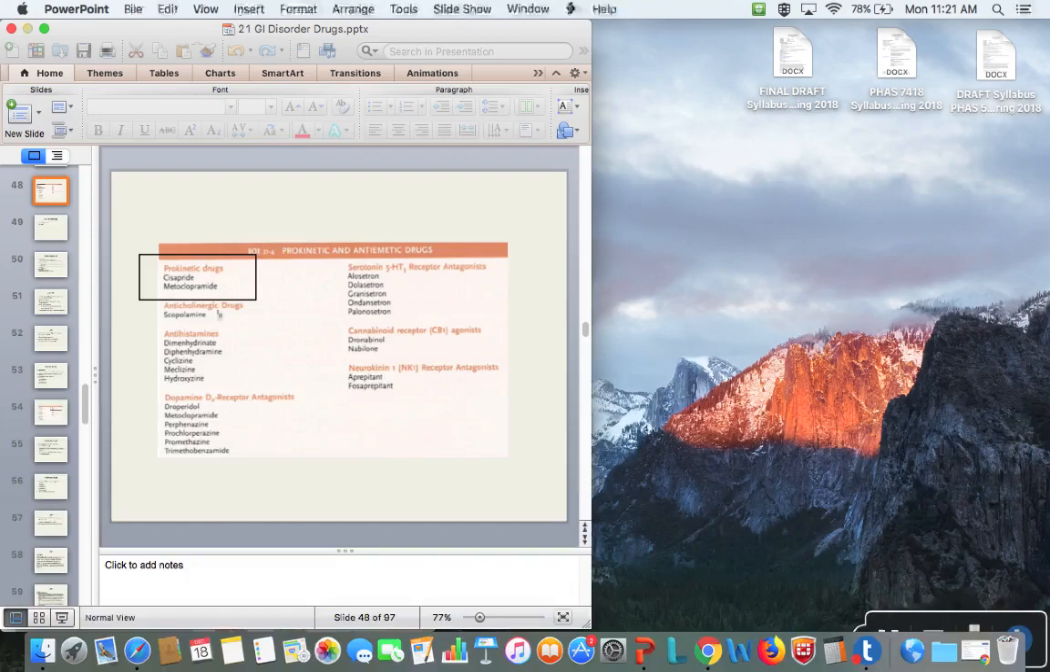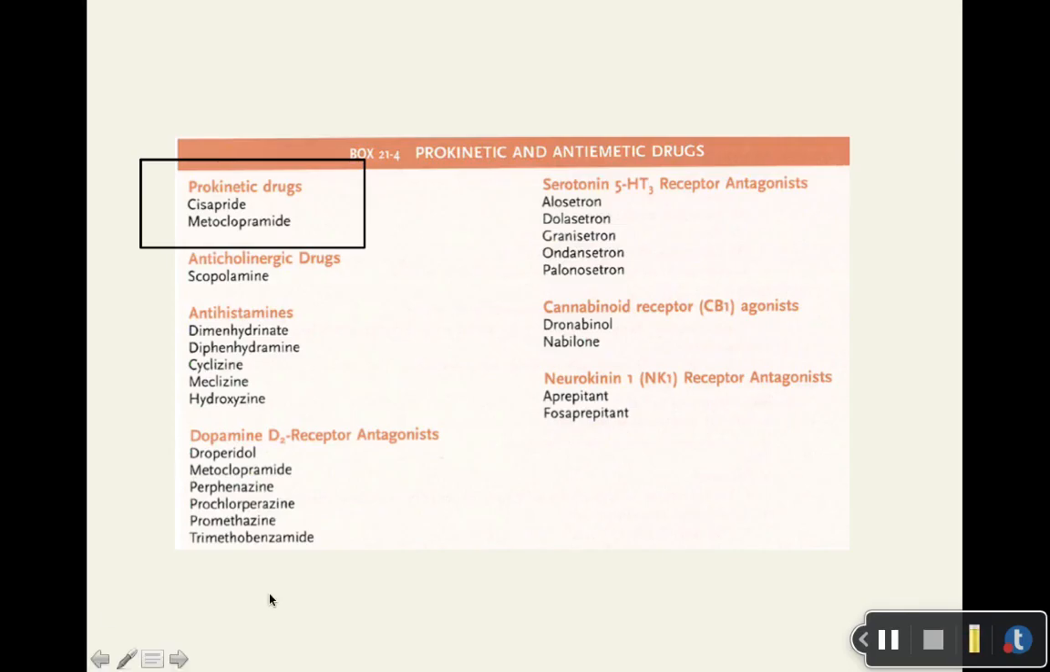Next are the prokinetic drugs. Okay, so we're about halfway through here, so we'll go ahead and stop here. This is slide 48, so we'll stop at slide 48 right now.